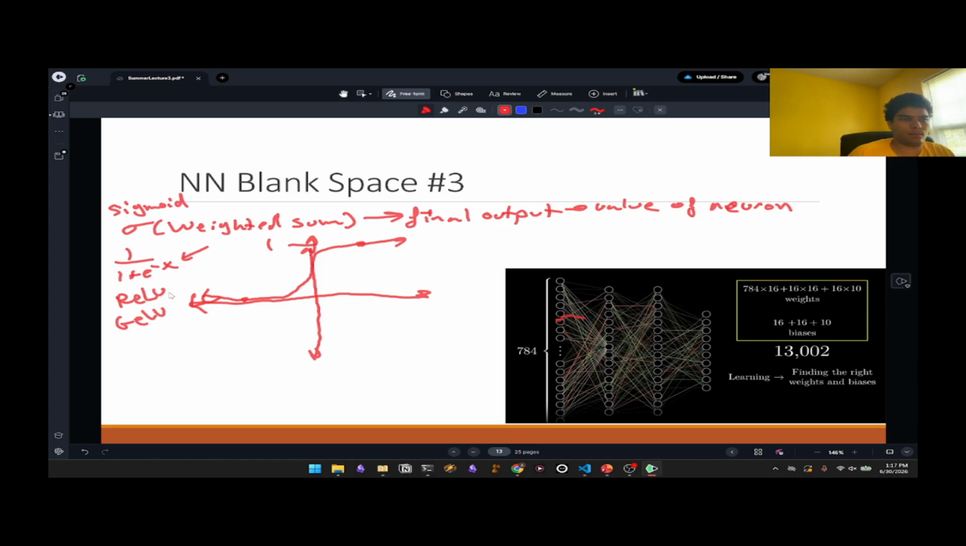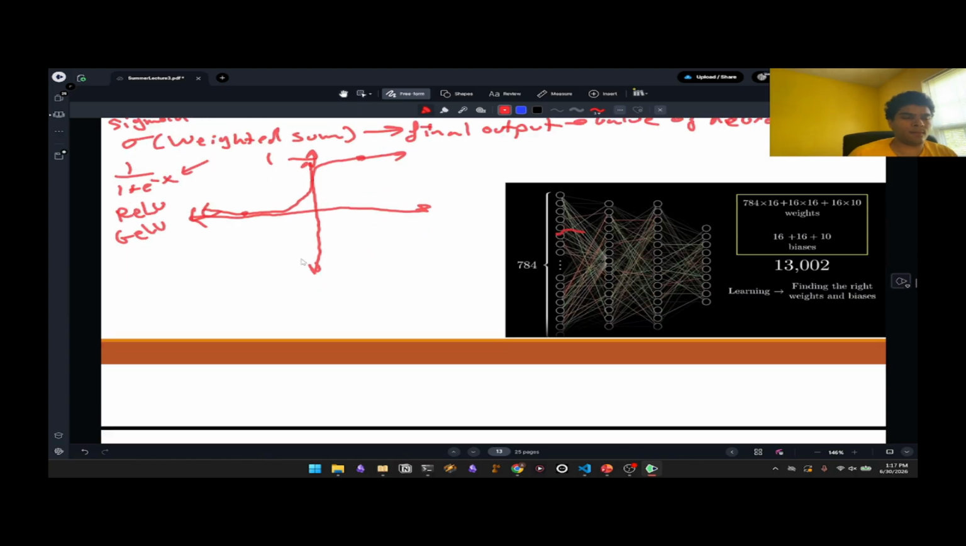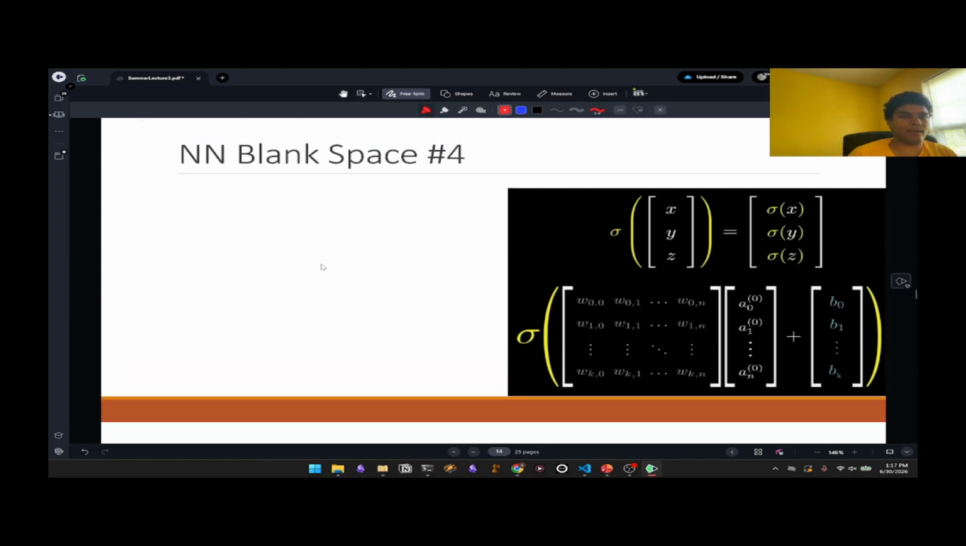But sigmoid is what you'll see mostly for beginners. So that's the workflow, and what that looks like is we sort of want this to be in matrix form. So again, to draw out this network one last time, you have your inputs here, and then you have your weights here.